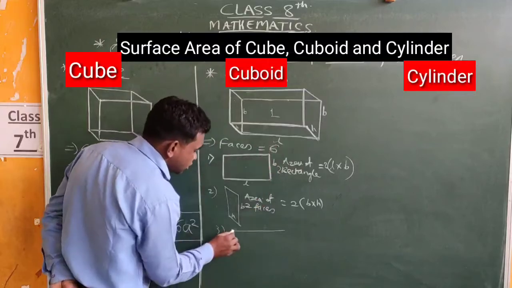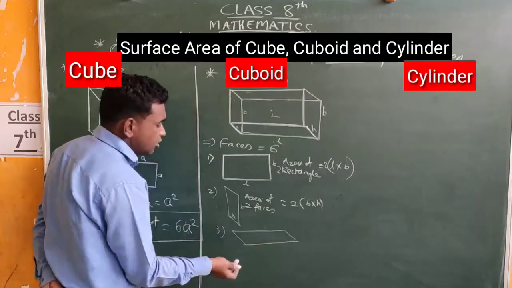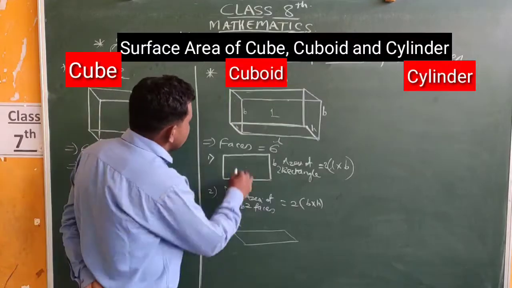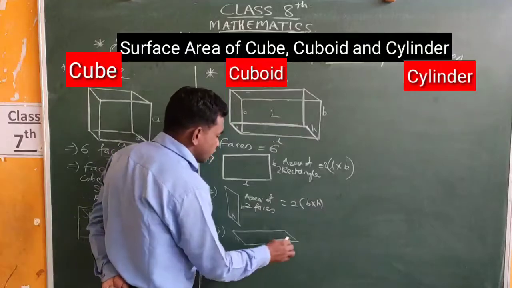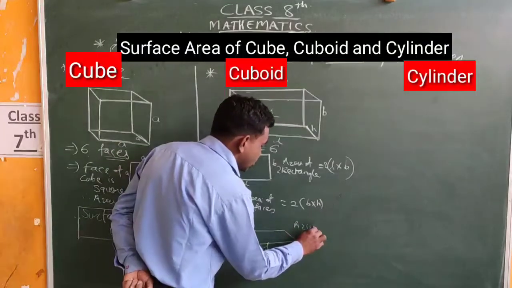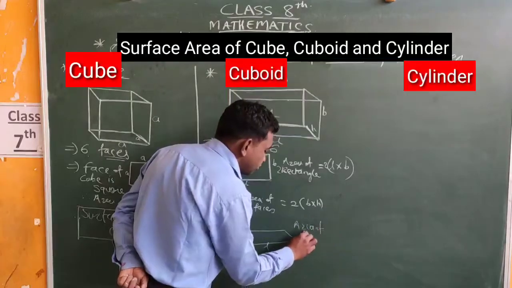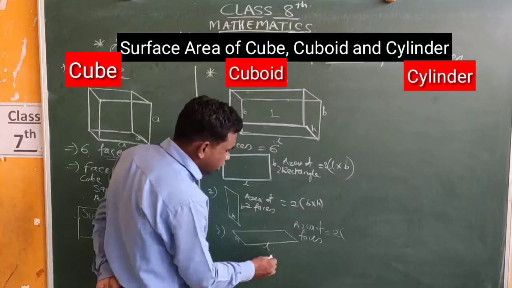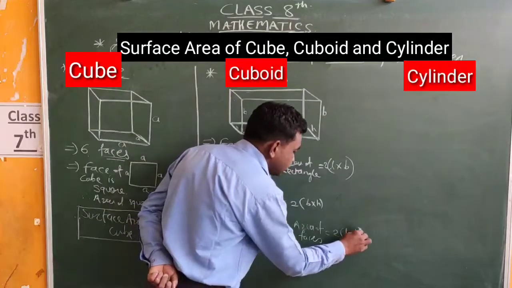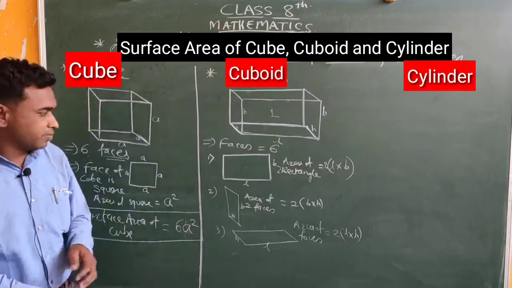So this is considered this face. Here the height is H, and if you consider the L, so therefore again the area of the faces is 2 into L into H. Now we have to find out the total surface area of the cuboid.